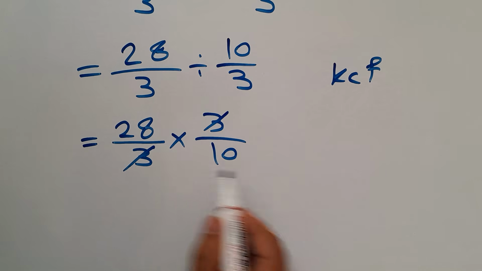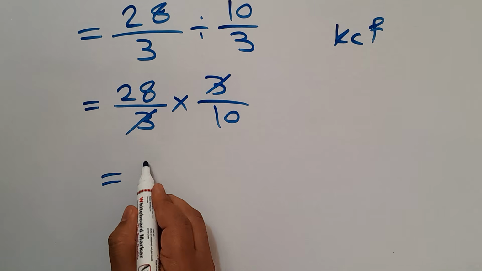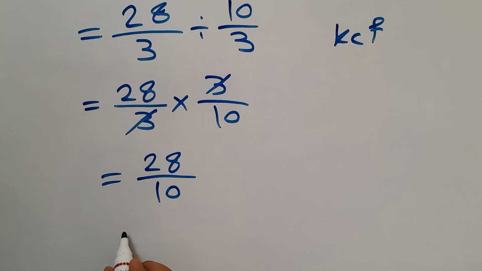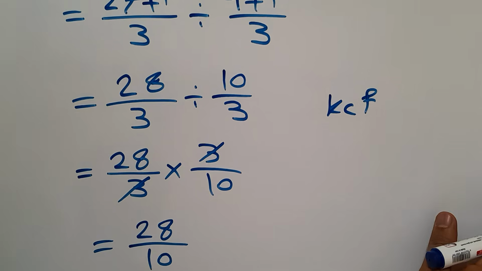These 3 and these 3 can cancel each other out. So we have just 28 over 10. And this is equal to 2.8. So our final answer to this problem is just 2.8.